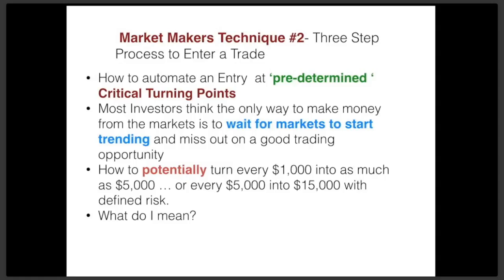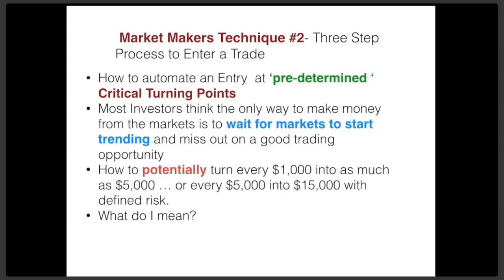All right, so welcome back. The next technique I'm going to be sharing with you will be a 3-step process to enter a trade, because I'm getting a lot of questions from some of you, especially beginners, on how to structure a trade, how to track the risk and reward, and how to automate an entry at predetermined critical turning points, right? So I mentioned earlier we use Elliott wave to give us a context when a market is in a bullish trend or consolidating, and we combine this with fib retracements to gauge critical turning points.